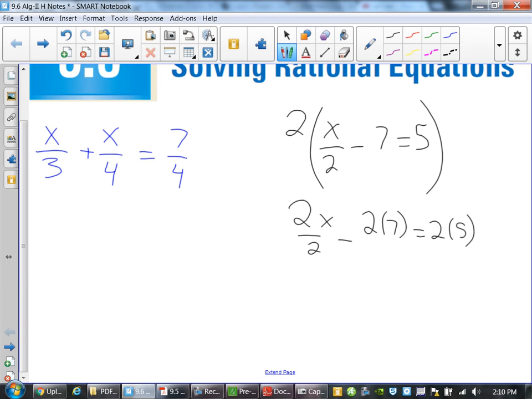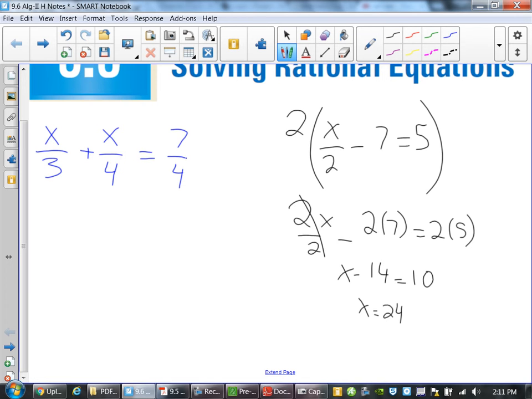What could you simplify? The 2 over 2. So you'd get x minus 14 is 10. What's x? 24. Okay. You guys, that was one of the methods in solving an equation that had a fraction in it. You multiply by the denominator and get rid of it. Vaguely remember that? It's kind of the same deal.